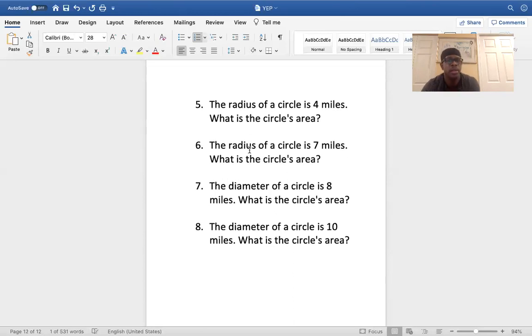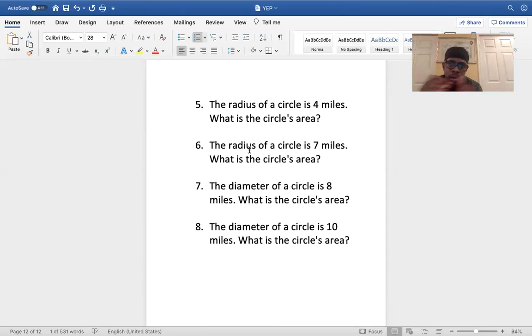All right, so there are a couple steps in there, but all we're going to do is plug in and follow the formula. So for number 5, it says the radius of a circle is 5 miles. What is the circle's area? What would we need to do there? I want you guys to do these 4 by yourself. Try plugging them in, writing them down, and then we're going to come back and check them.